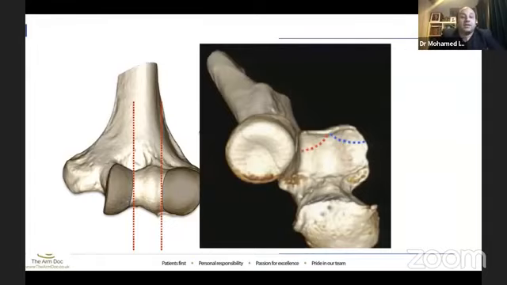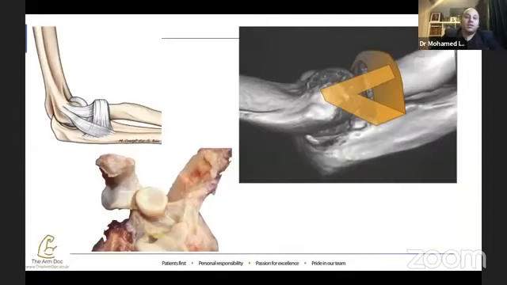The anterolateral facet is a secondary stabilizer with a mean surface area of around 140 square millimeters, and the anterior capsule and brachialis have important roles there as well. So what about the lateral collateral complex?